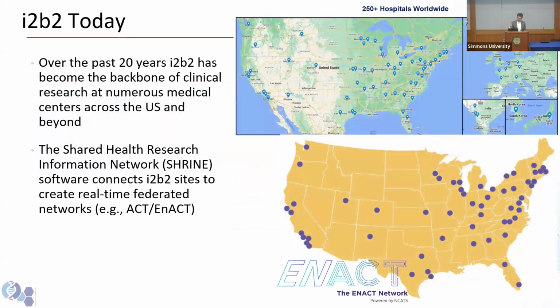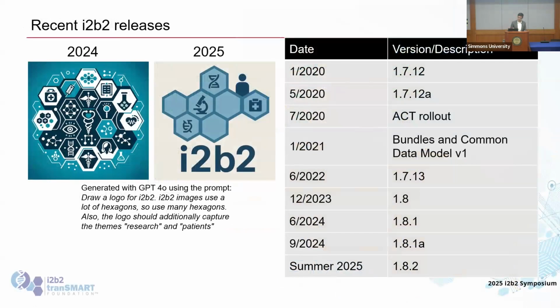So Sean and Griffin both talked in a good amount of detail about what I2B2 is, so I'll skip past some of these particular things. But I2B2 has been growing as a data warehousing platform that is used all over the world for the past 20 years, including large data networks like Enact, which Sean talked about, and 300 total institutions worldwide. So this is our release timeline of releases.